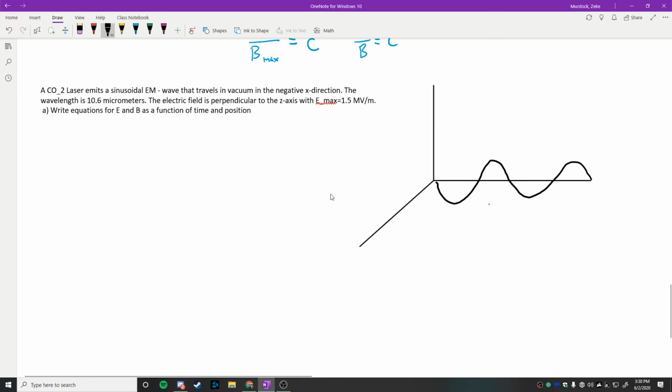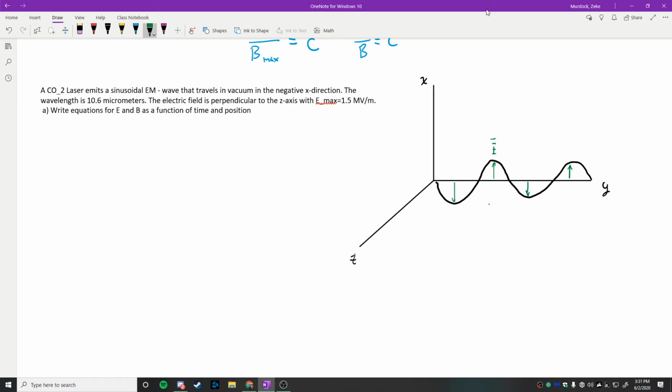And it says that if I label my axes here, so if this is x, this is y, and this is z, then it's saying the electric field is perpendicular to the z-axis. So perpendicular to the z-axis would be, in my picture here, like this. This is our electric field. It oscillates up and down like this. That's perpendicular to z, right? It's also perpendicular to the x axis here.